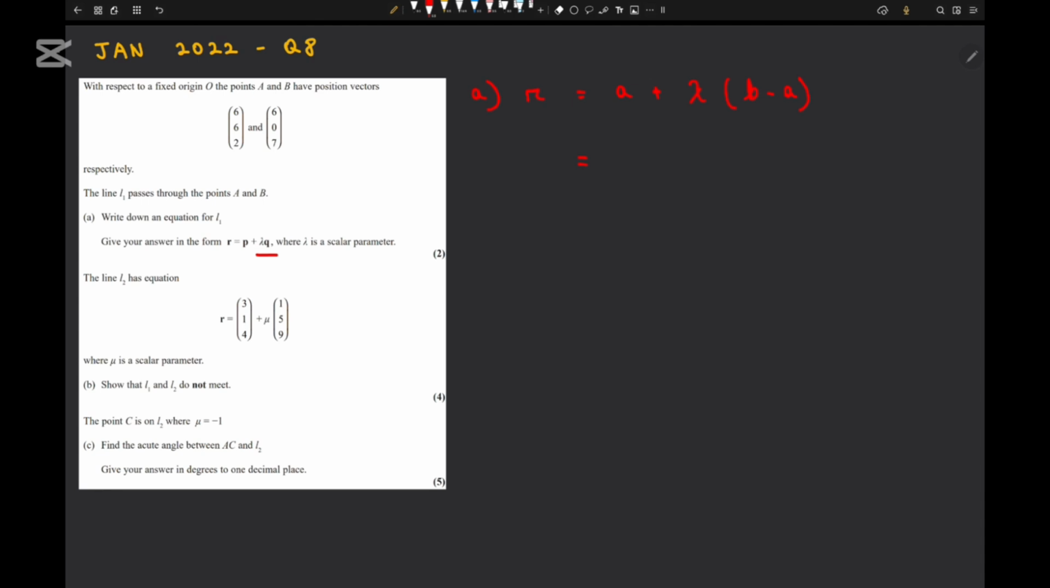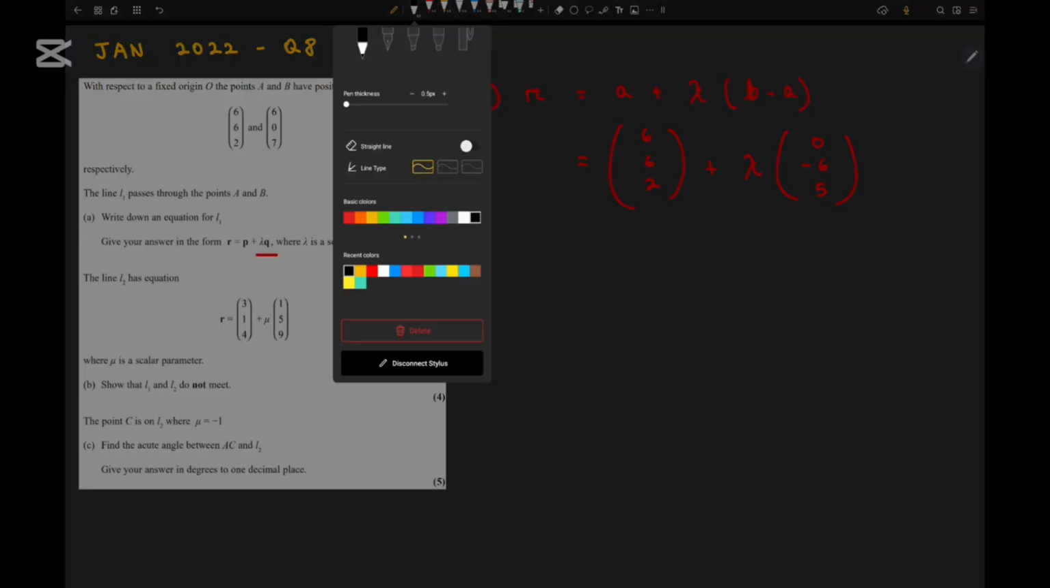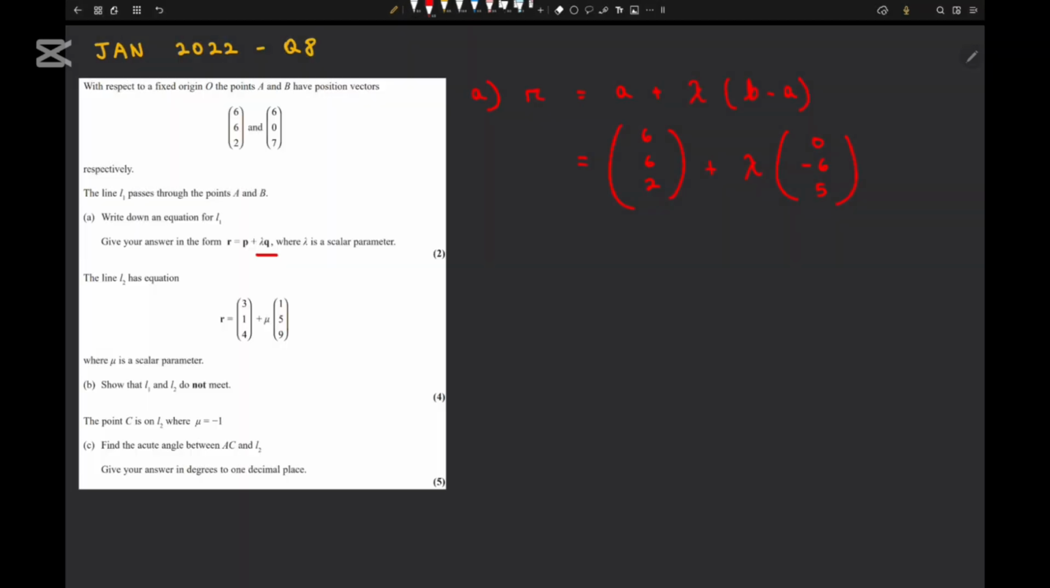The column vector for A is 6, 6 and 2, and B minus A will be 0, minus 6 and 5, and this is already in its simplest form, so we do not need to simplify this further. So now this is the equation of line L1.